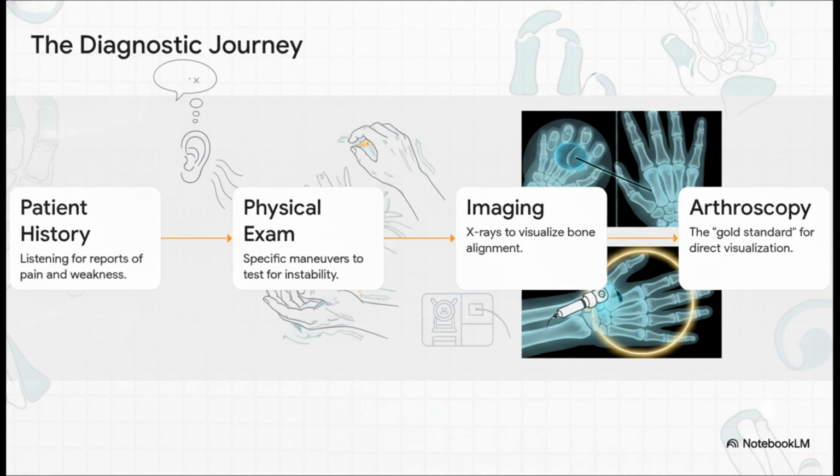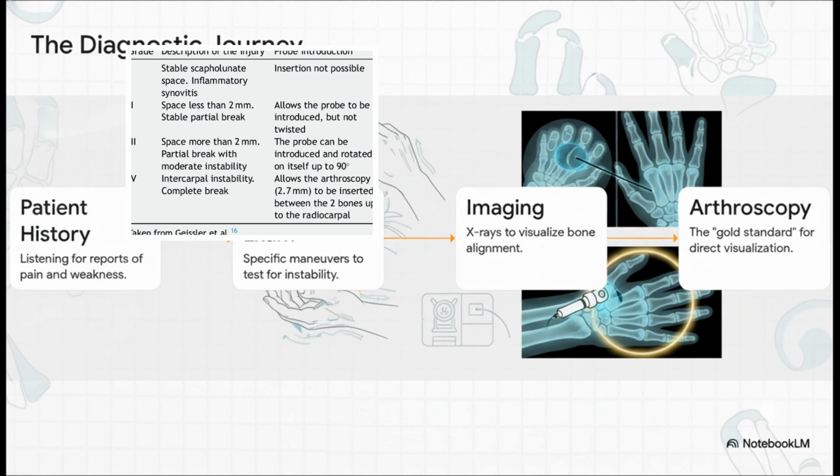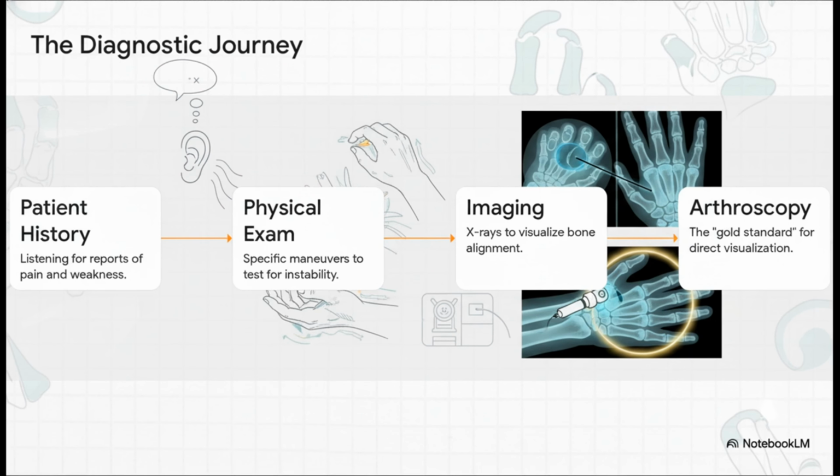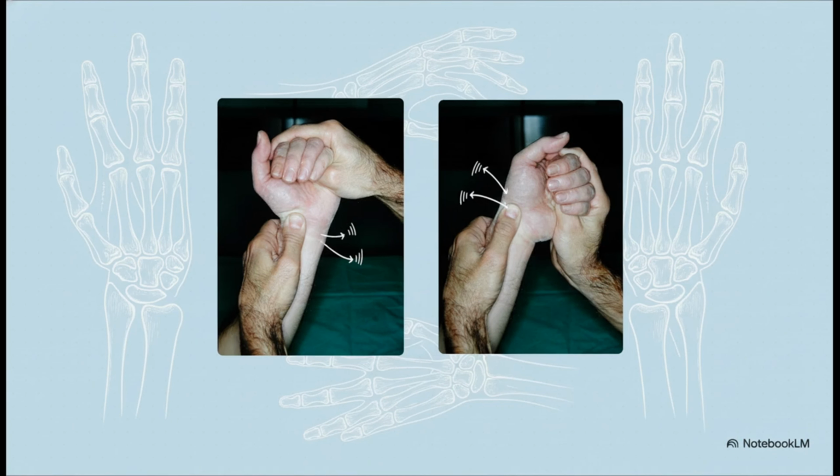Then comes the hands-on physical exam. After that, you move to imaging, usually starting with simple x-rays. And finally, for the definitive look, surgeons turn to arthroscopy, which is really considered the gold standard. Now, this is one of the most important physical exam maneuvers.